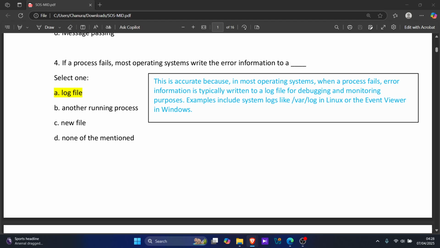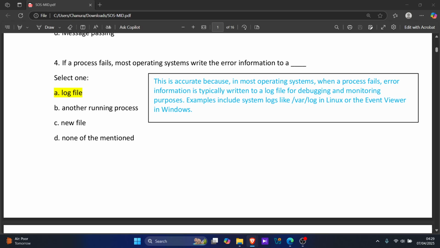When a process crashes or fails, the OS usually needs to log that information somewhere so that administrators or developers can look into it later. From what I remember, systems like Linux have various log files stored in directories like /var/log. For example, there's syslog, messages, and other specific logs for different services. Similarly, Windows uses the Event Viewer where logs are kept, which includes system errors, application crashes, etc. So the key here is that the error information isn't just discarded, it's stored persistently.